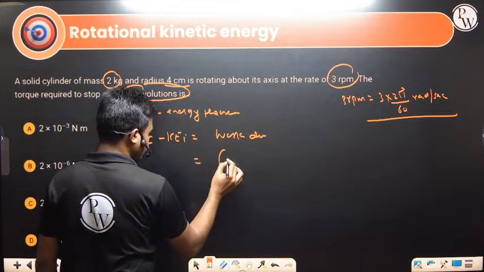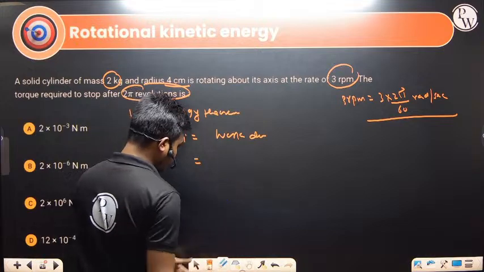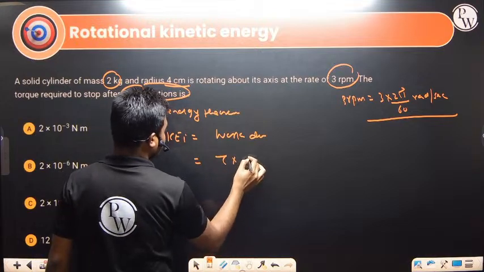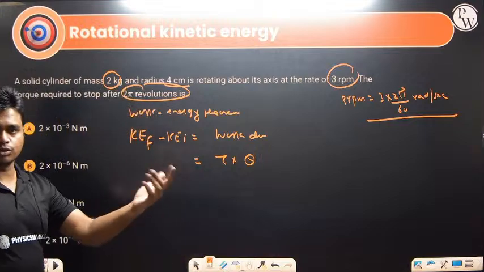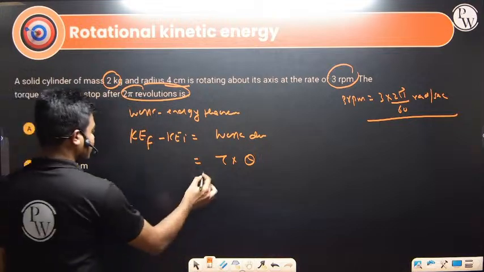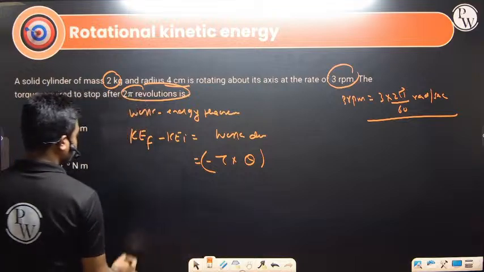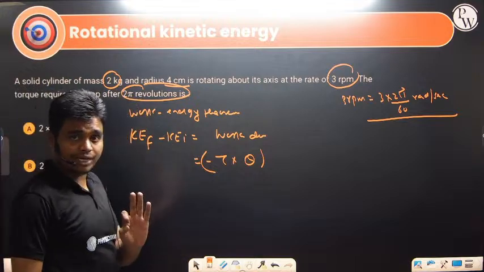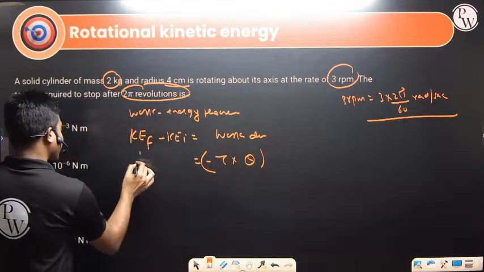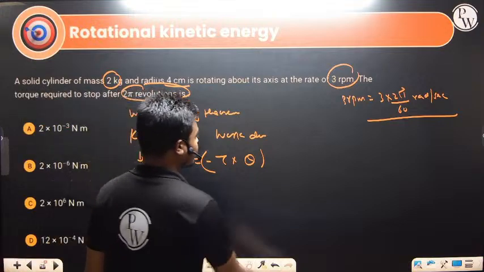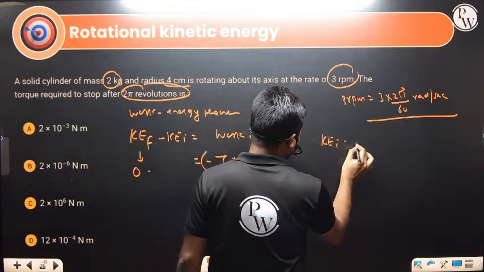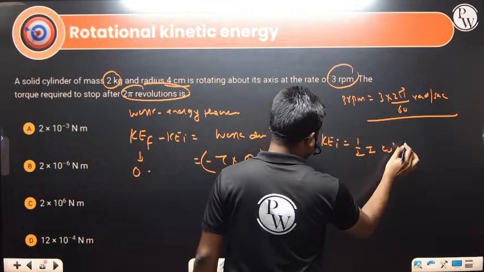The integration part is not required here. Work done is torque multiplied by theta, just like force into displacement. And as it is stopping, there will be a minus sign. So what is kinetic energy final? That will be 0. And initial we have to calculate: kinetic energy initial is given by half I omega square.